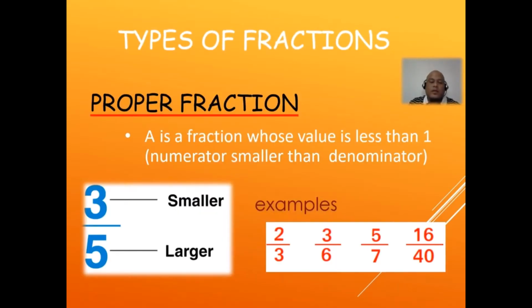What are the types of fractions? There are 3 types of fractions. One is proper fractions. A proper fraction is a fraction whose value is less than 1. The numerator is smaller than the denominator. Look at the example, 3/5. 3 is smaller than 5. So this 3/5 is a proper fraction.